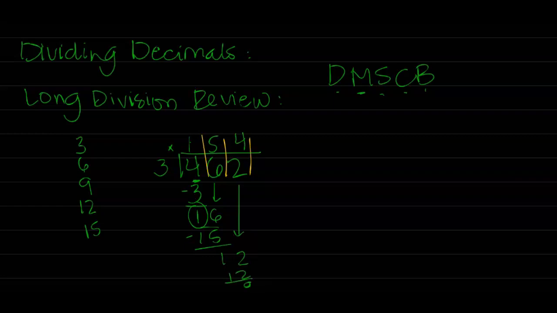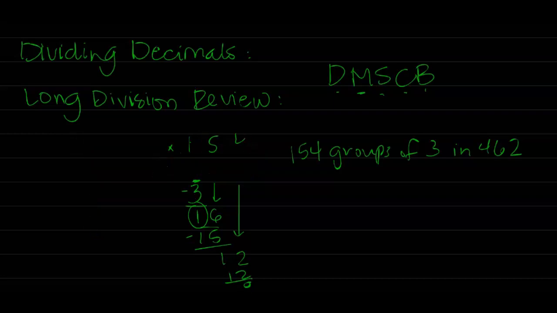So we have 154 groups of 3 in 462. So that's what that means. If you have 462 of something and you wanted groups of 3, you'd have 154 in each group. Okay, so that's just a very quick review of long division.